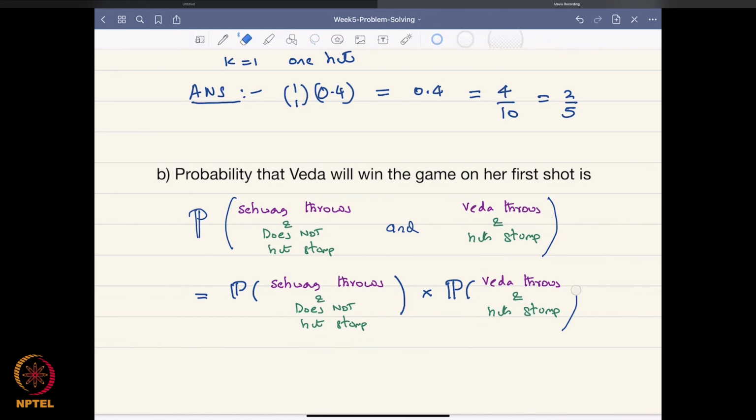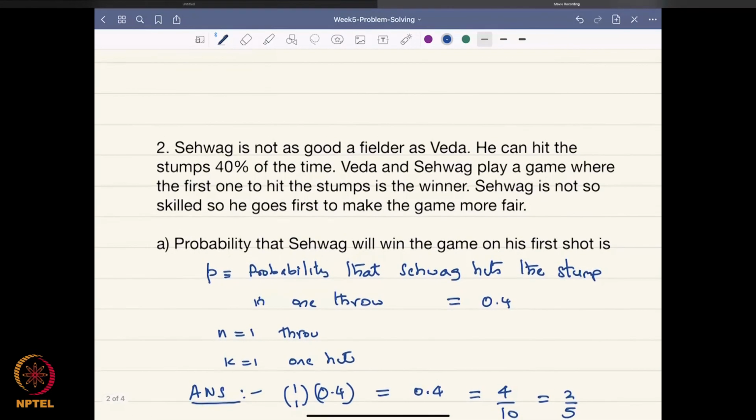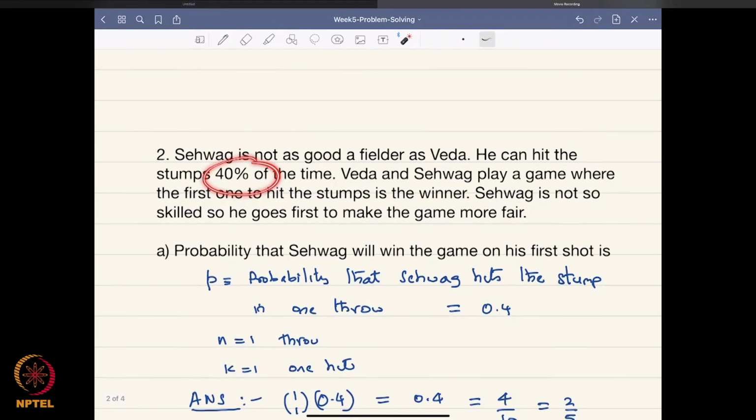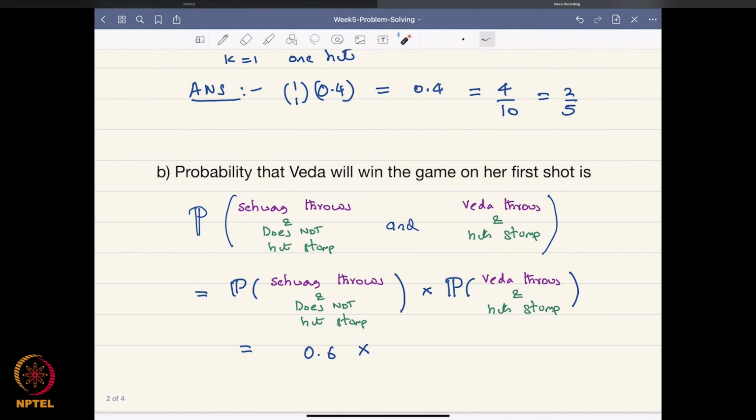So once you have this, then you know that this is equal to 0.6 times, because 0.6 is the chance that he does not make the throw, right? Because 0.4 is the success probability that we have here. 0.6 is the chance that he does not make the throw, and Veda's hit is 0.7, and that's going to be equal to 0.42. If you want it in fractions, it's the same as 42 by 100. And this you can do by hand. It is 21 by 50.